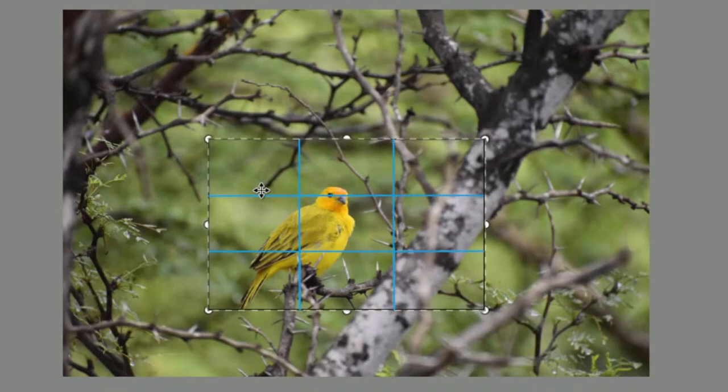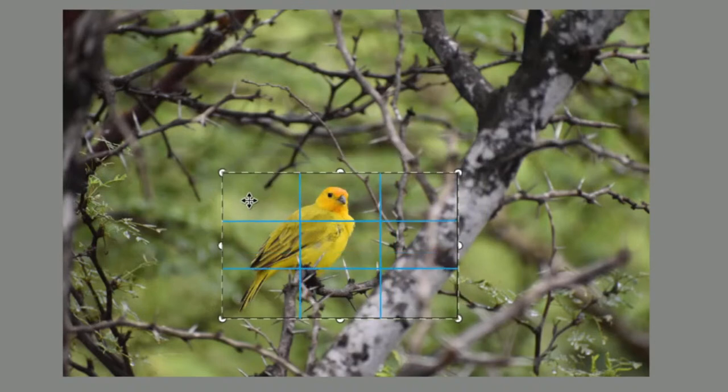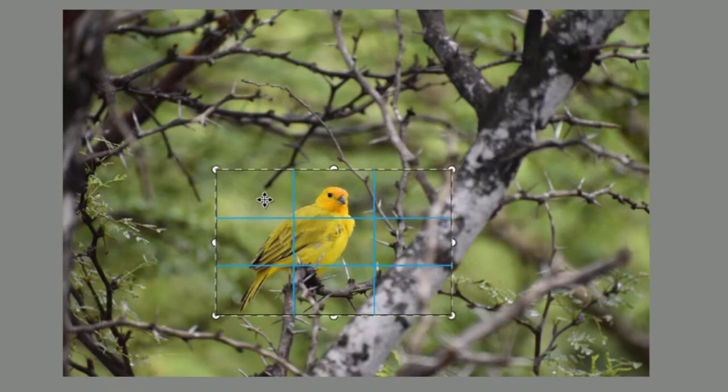Now here would be something that I was talking about earlier, where we would use the space of the thirds. We might place the bird so that it sits in two-thirds of the space and have one-third on this side, and that would make a really nice little composition that would enhance the bird.